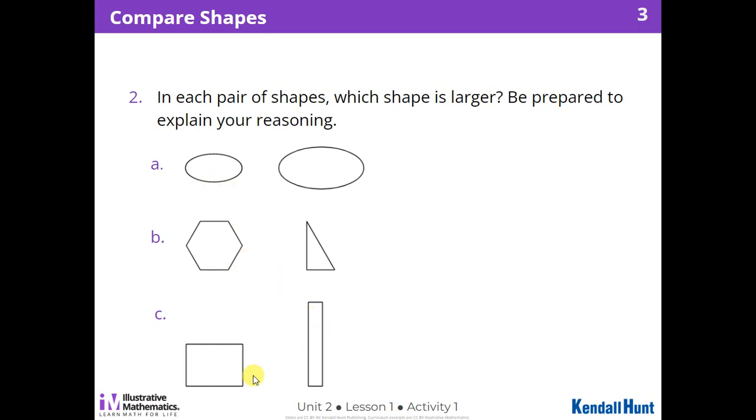So for example, they are comparing these two rectangles, so they can take this rectangle and put it here, then they can cut, and then they can place the remaining piece next to the first piece, and then they can compare that this rectangle has a larger area.